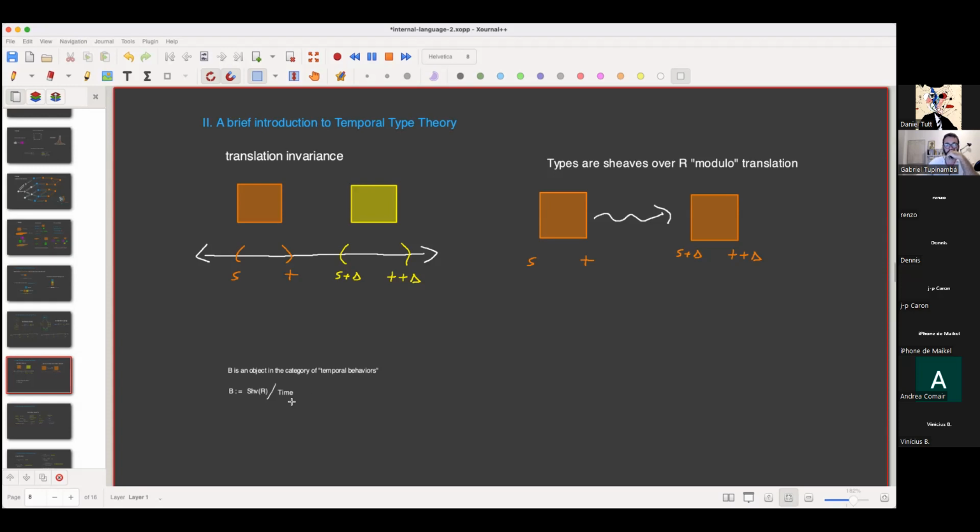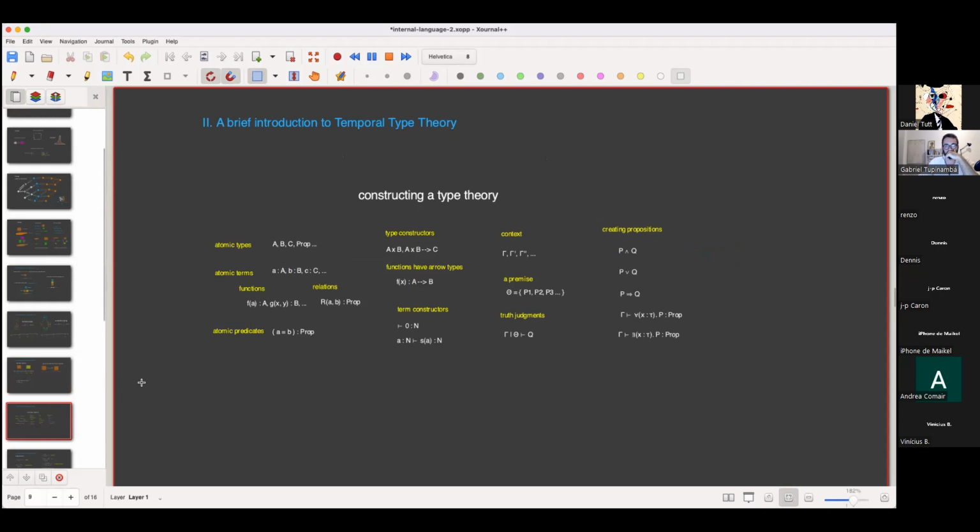This is the setting, the mathematical setting to relate these different behavior types together. Okay, so what can we do once we have this category of temporal behaviors? We can now formulate language based on this. And I'll show you examples. This looks a lot more intimidating than it actually is.